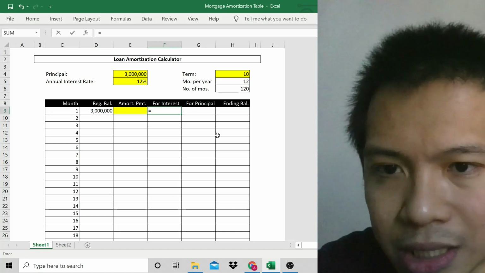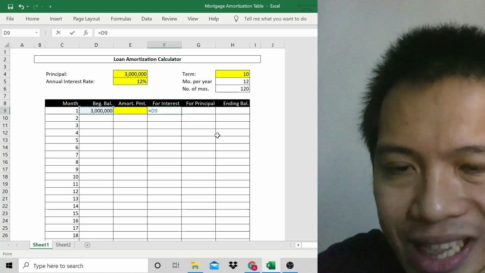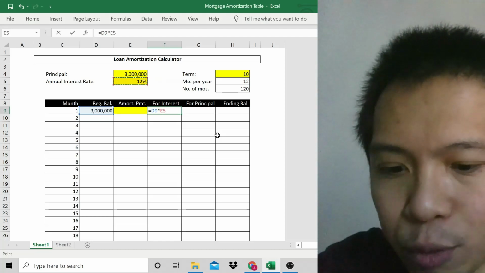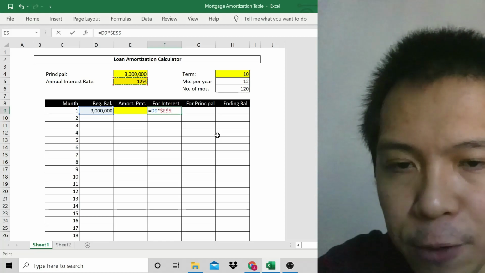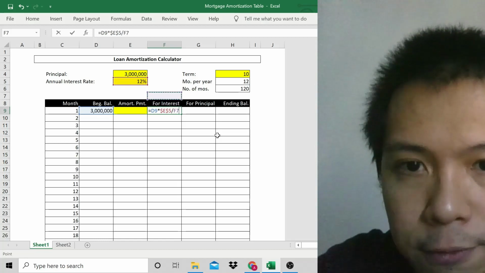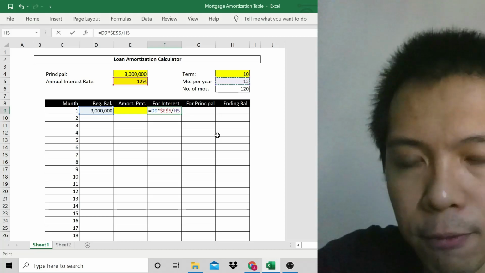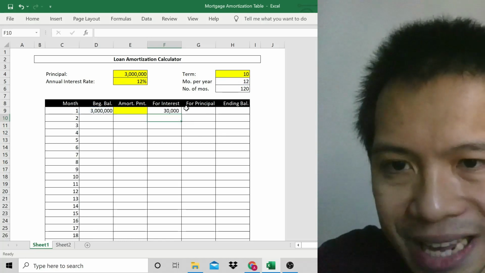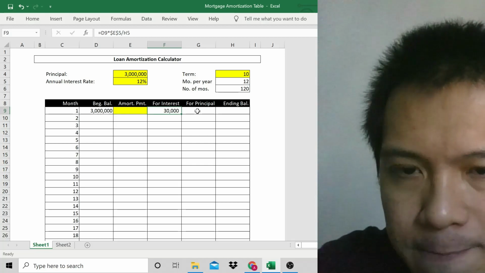Press equals and then go to the beginning balance. That's in D9. This is equal to D9 multiplied by the annual interest rate of 12%. Put the dollar signs, so that's Fn F4 or simply F4 for desktop. Then divide this by the number of months per year, because this is only the interest payable for the month, the first month to be exact. You will have 30,000 pesos going to interest. What about the principal?